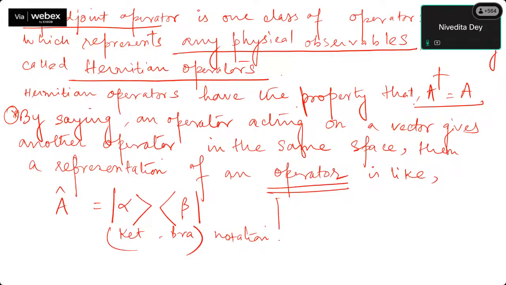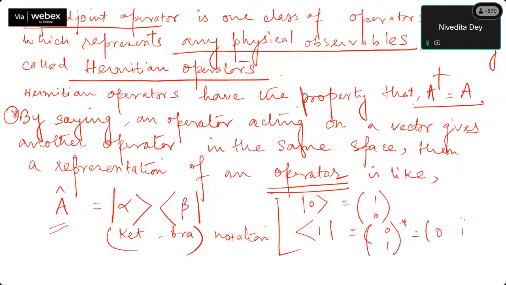Let me take a small example and understand how this operator actually looks. Say I'm taking ket 0, which is 1 0, and then bra 1, which is 0 1 in row vector form. So ket 0 bra 1 is 1 0 followed by 0 1. This is a 2 cross 1 matrix, this is a 1 cross 2 matrix, so the result will definitely be a 2 cross 2 matrix.